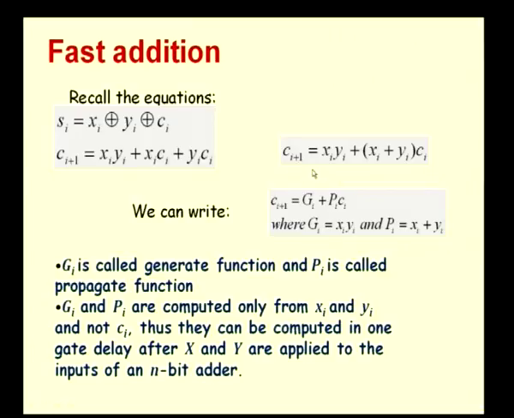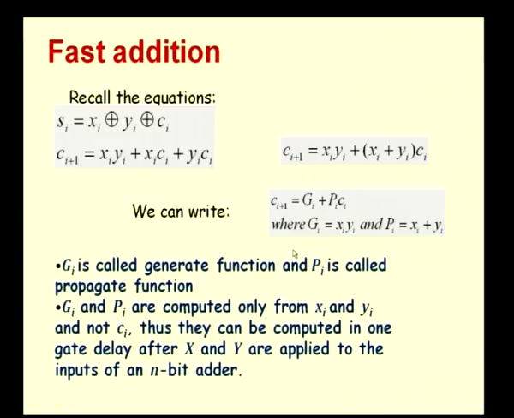Therefore, now I can write ci plus 1 as gi plus pi into ci. What is this gi? Gi is nothing but xi yi, and pi is xi plus yi. So, I am rewriting the same equation as xi yi plus xi plus yi into ci. I am calling this my g function gi, and I am calling this the p function or the pi. The reason why we call it g and p, I will come to shortly. G stands for a generate function, and P stands for a propagate function.